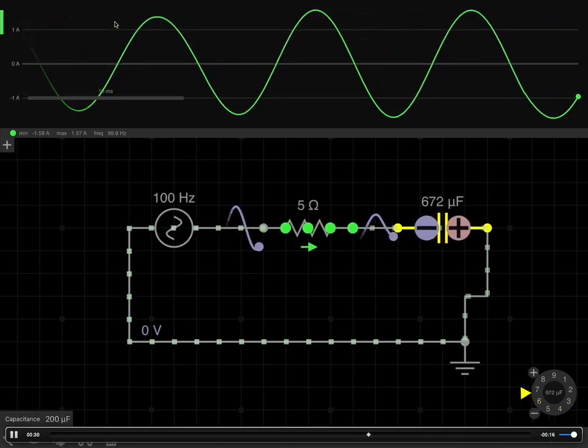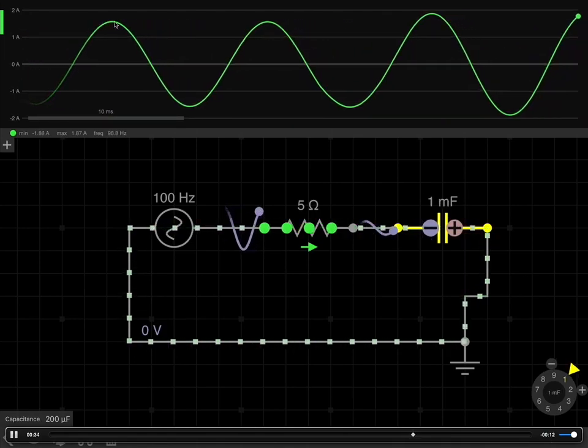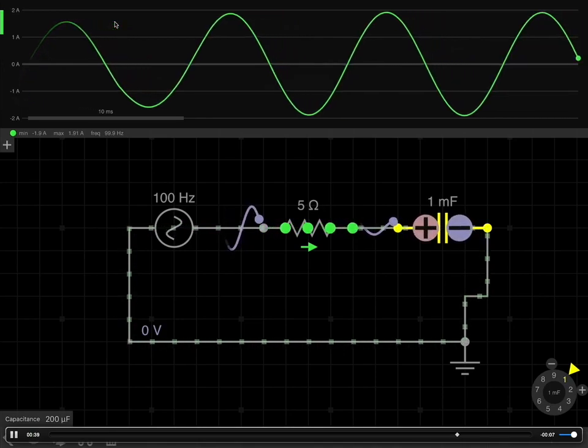We observe that current magnitude increases. However, this has a limit. When a certain value of capacitance is reached, the current no longer changes.